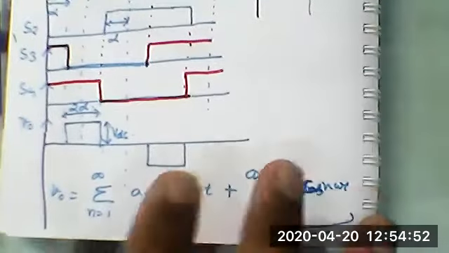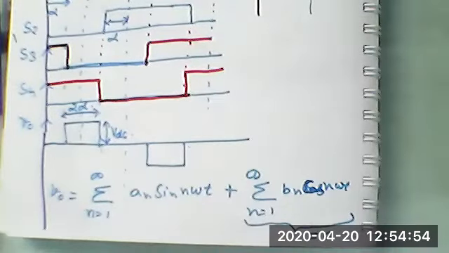And it is given by this. Now you can calculate the value of AN. You just calculate what would be the value of AN.